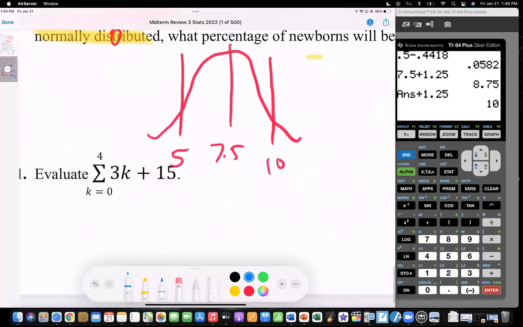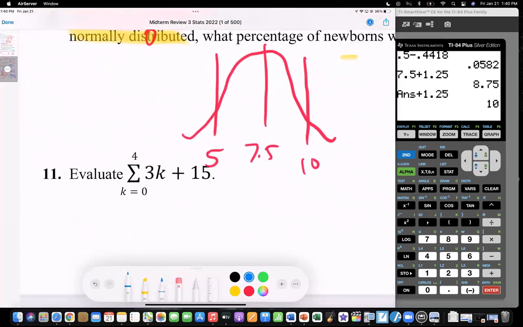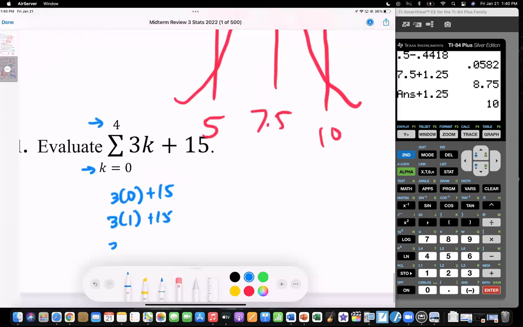Okay, let's finish this off with this last one. So remember to sum up, we have to plug in. This is our starting value and then everything up to 4. So substitute all those in, and then sigma means to add them all together. So I put in 0, and then 1, and then 2, and then 3, and then 4.